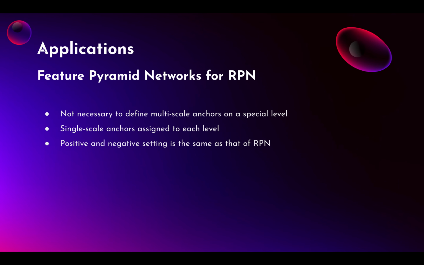During training, the setting of positive and negative is the same as that of RPN. Any ground truth with IOU greater than 0.7 is regarded as positive, and that with IOU less than 0.3 is regarded as negative.